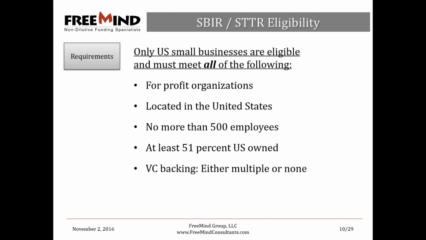Only U.S. small businesses are eligible, and you must meet all of these criteria in order to be eligible. You have to be a for-profit organization, you have to be located in the United States, you cannot have more than 500 employees, which is the SBA's criteria for what a small business is. You must have at least 51% ownership by U.S. residents or citizens. And in terms of VC backing, you can have either multiple VCs backing you or none. For some reason, which I cannot really provide much insight into, you are not eligible if you're backed by one single VC.